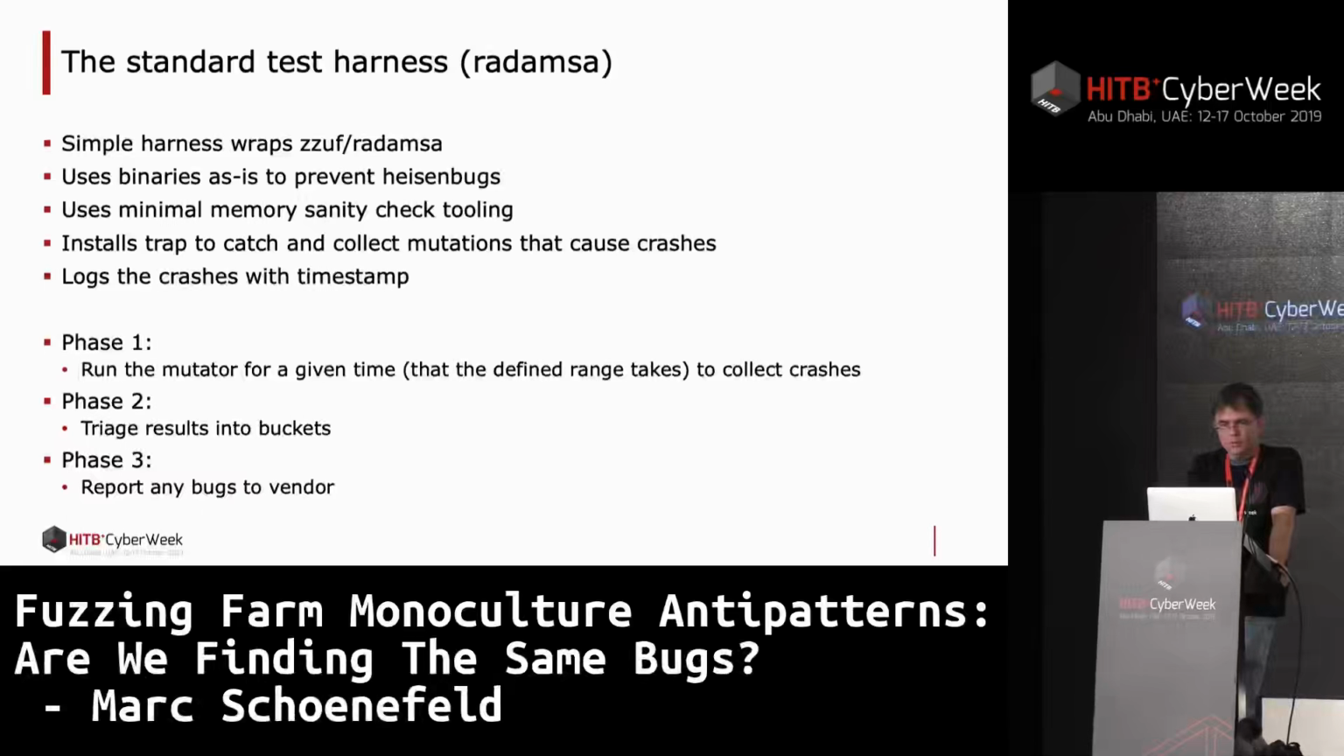So what was presented in the last few slides: a simple harness that wraps zzuf and Radamsa. We are fuzzing binaries as is to prevent Heisenbugs. So Heisenbugs means bugs introduced by the testing framework itself. We use a minimal test memory sanity check, install traps to catch and collect mutators that cause these crashes, and log these crashes with a timestamp. Then run the mutator, triage the results, and report any bugs to the vendor, optionally.